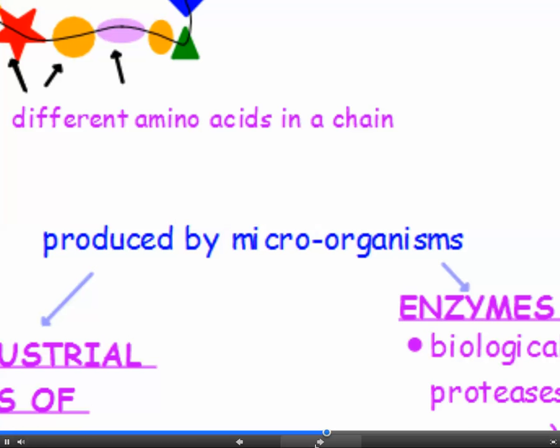Now, all these enzymes which are produced to use in detergents and baby foods and all the rest of it, they're actually produced by microorganisms which are genetically engineered to produce these enzymes. And if you remember from Unit 1, we talked about genetic engineering back then.